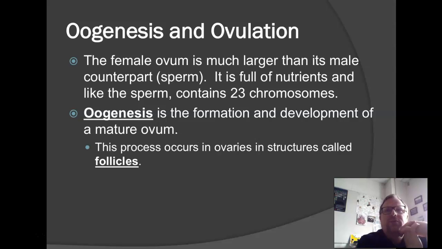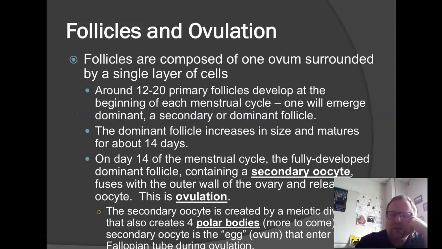The egg is also full of a bunch of nutrients that sperm doesn't have. Sperm just has the role of getting from point A to point B and hopefully encountering an egg along the way. The egg must actually have enough nutrients and other support structures in it so that once fertilization occurs, it can start dividing to create an embryo and ultimately a baby when everything is done. So oogenesis is the formation and development of a mature ovum, and the process occurs in the ovaries in structures we call follicles.